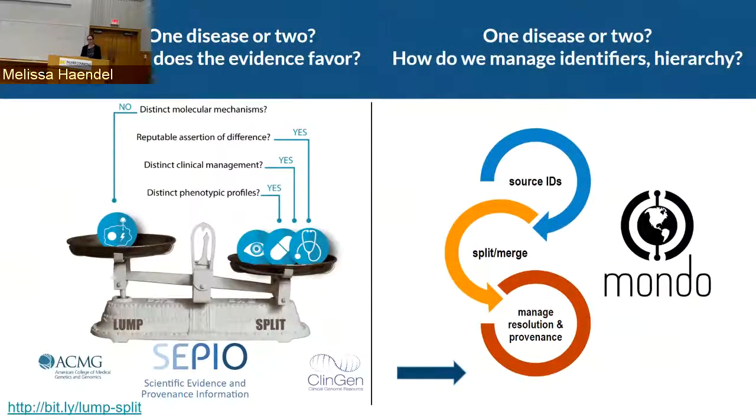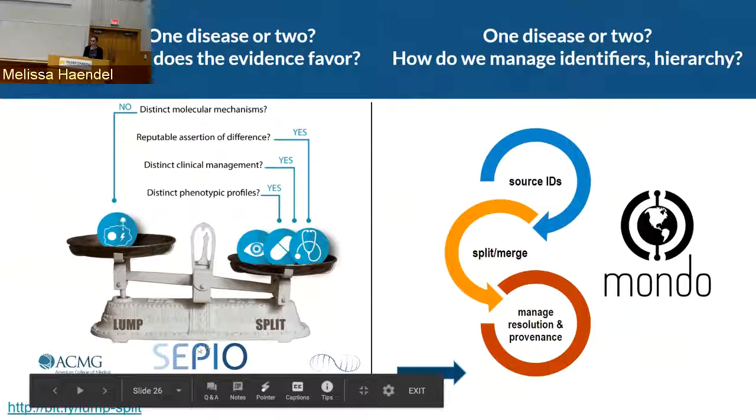Over there on the left, we have an effort that we call the lumping and splitting group that's part of ClinGen. ClinGen's business is really about defining the disease-gene relationships, what characteristics of patients are indicative of a given disease, when to define a new disease, and when to merge diseases. We've been working with them to come up with guidelines, which are summarized here. Are there distinct molecular mechanisms? Is there a reputable assertion of a difference between the two diseases? Is there a distinct clinical management protocol for the two different diseases? And do they have distinct phenotypic profiles?